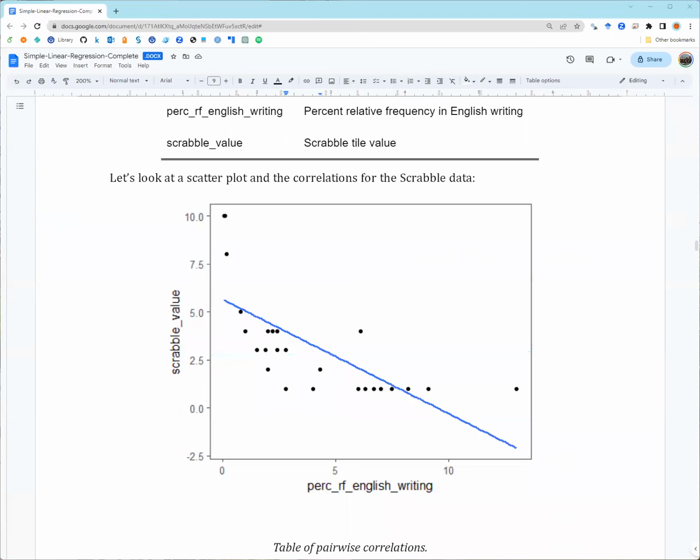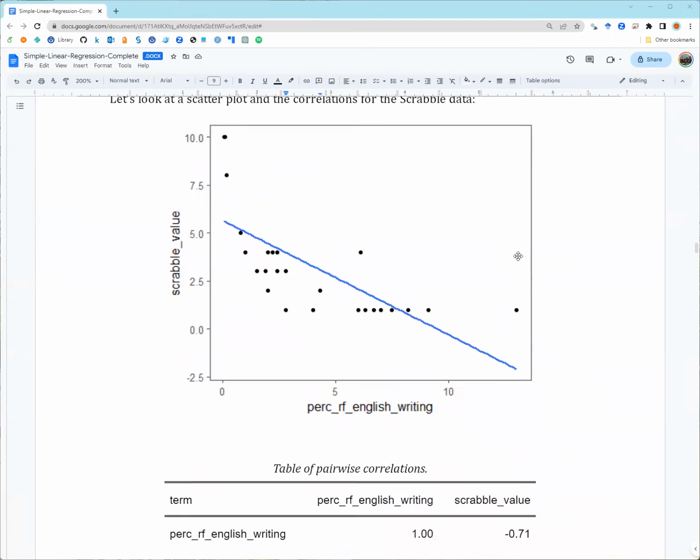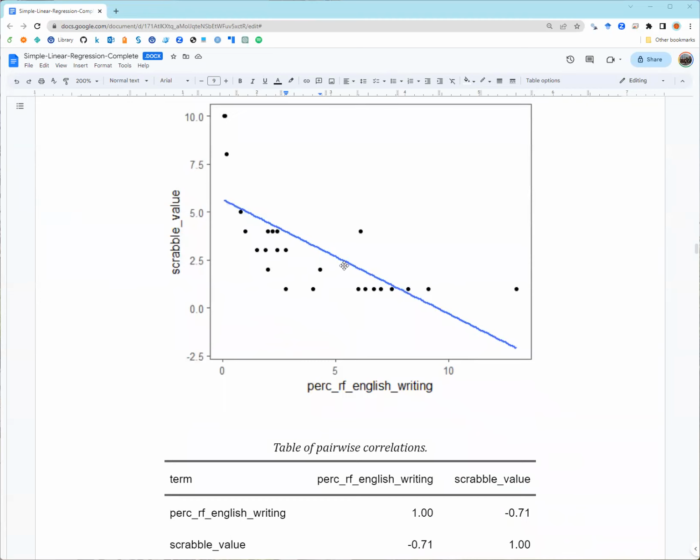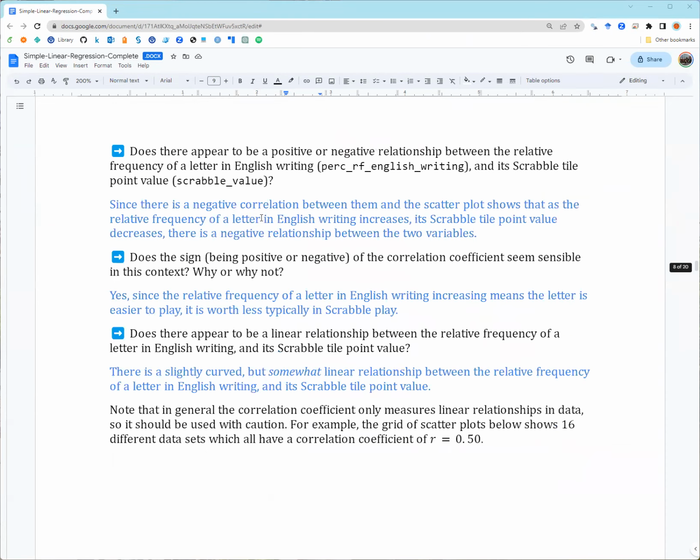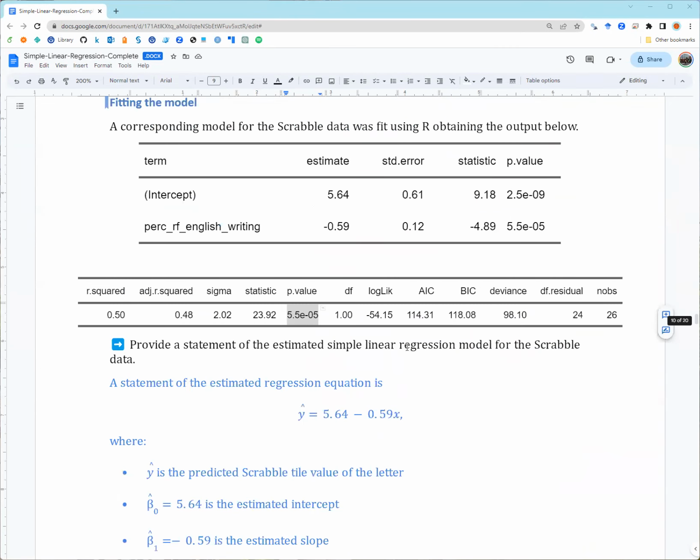And so the p-value tells us, what's the chance that our regression model is doing just as well in the long run as a flat line model, a model just using the average response value as the prediction? Okay. This number is in scientific notation, so it's 5.5 times 10 to the minus 5th power.